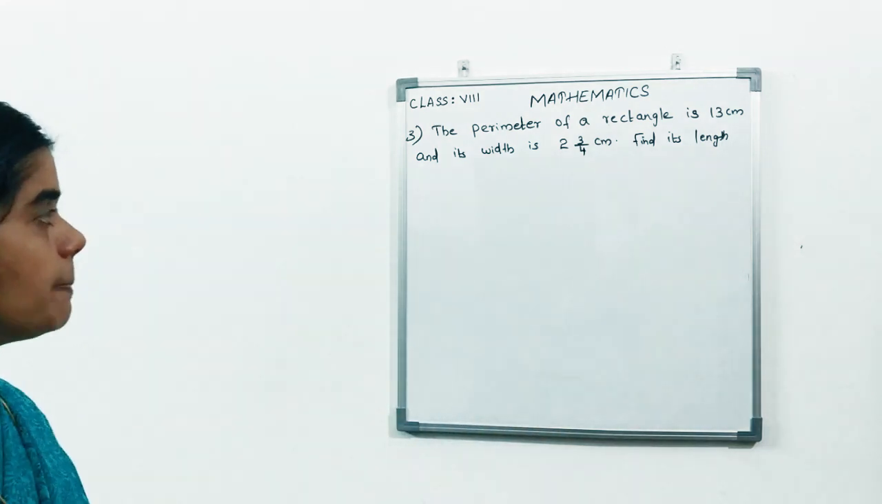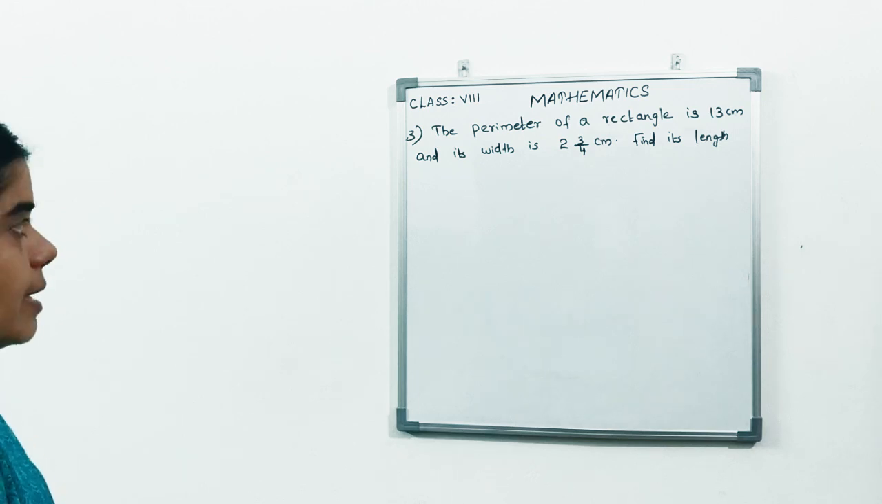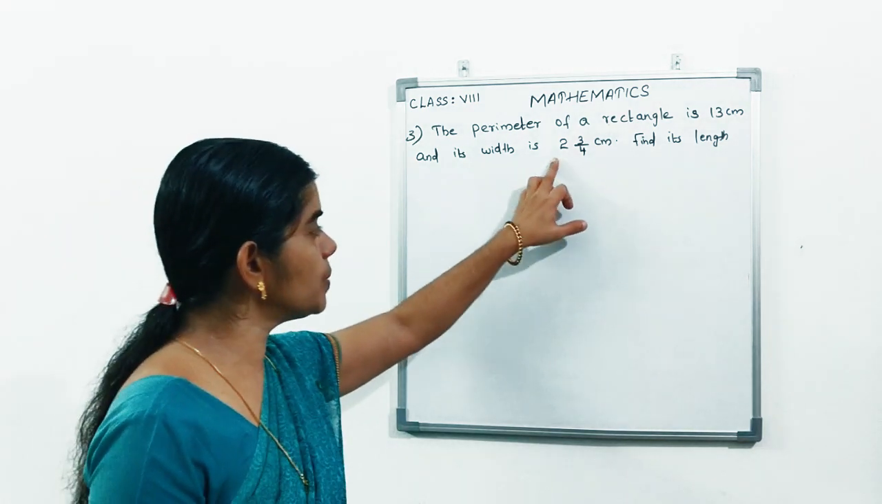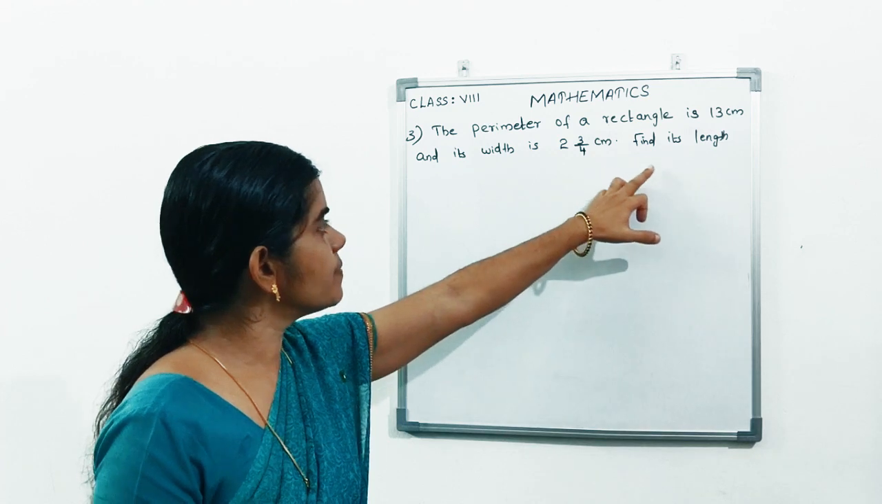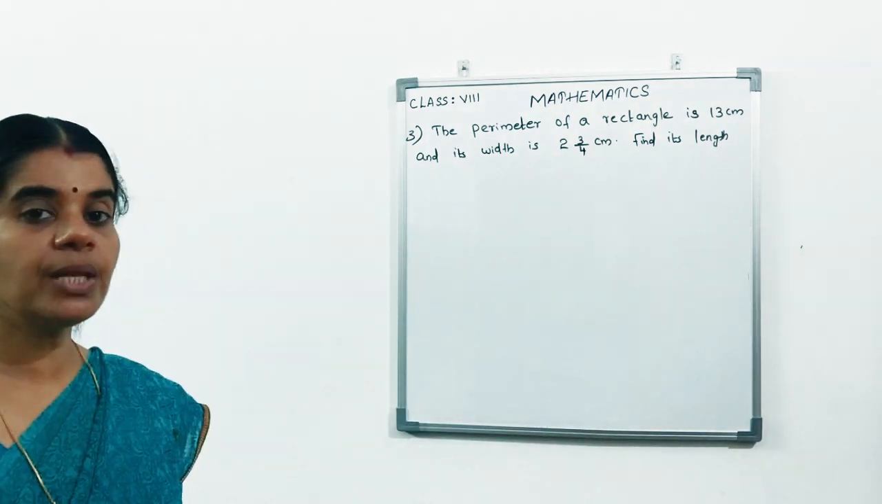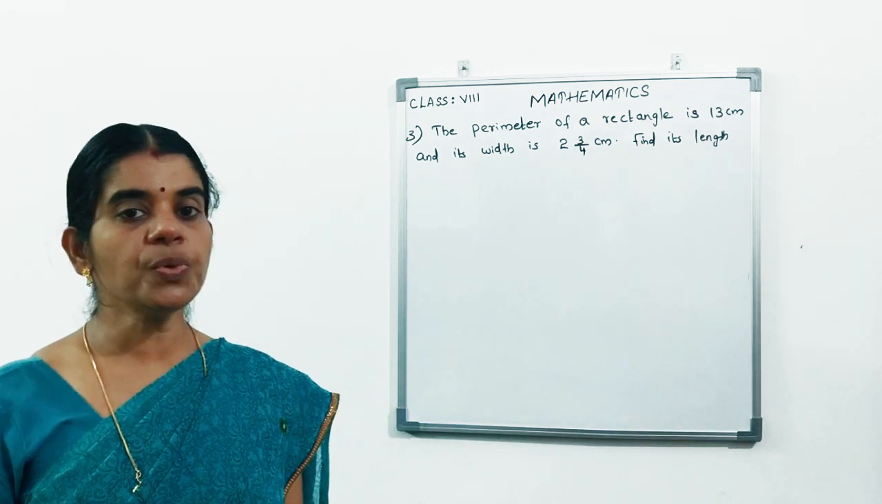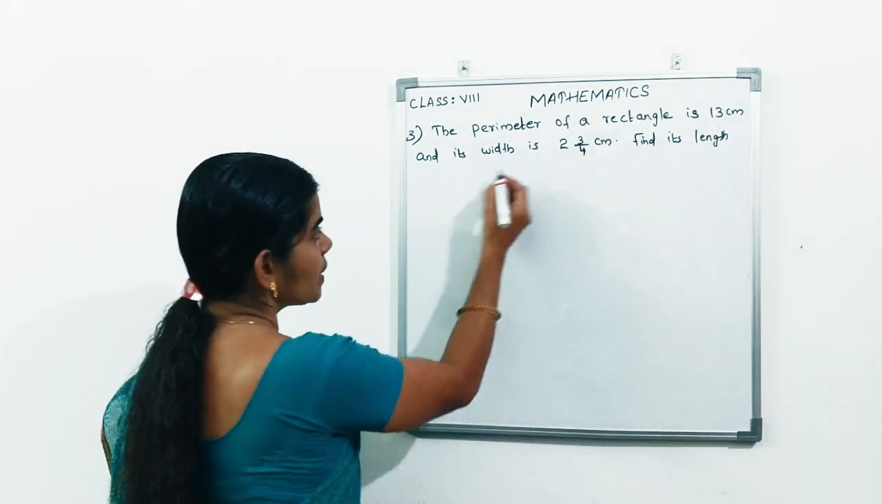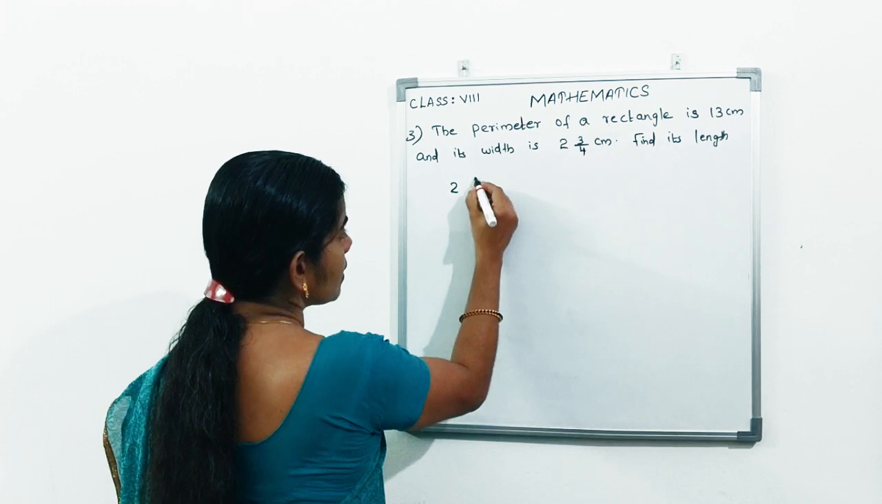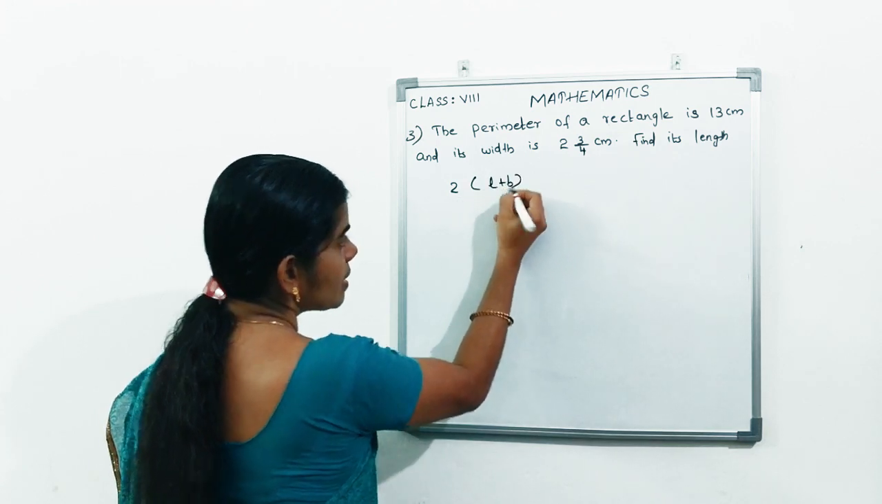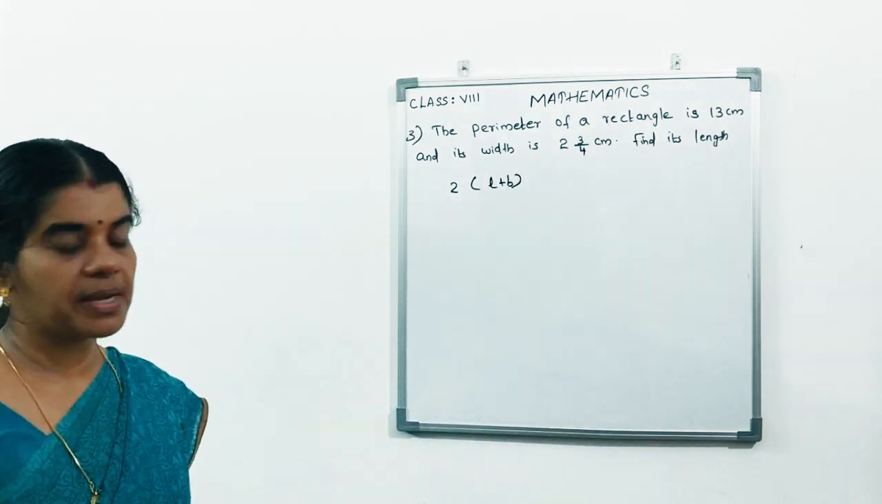Once again, the perimeter of a rectangle is 13 centimeters and its width is 2 3/4 centimeters. Find its length. You already know that. What is the perimeter of a rectangle? How can we find it? 2 into (L plus B). That is the perimeter of a rectangle.